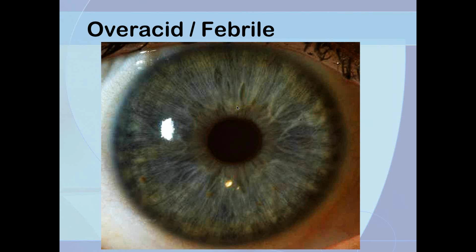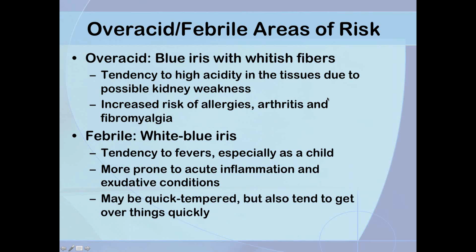Now, when the whole eye is very white, that's considered febrile. And these are very closely related. I don't really try very much to differentiate between the two, because it's sort of like a fine gradation between a little bit overacid up to being completely febrile. But basically, the overacid is a blue iris with whitish fibers, whereas with the febrile, the whole iris is kind of whitish blue. There's a tendency to high acidity in the tissues, which means that this is actually a sign of a tendency towards a kidney weakness.